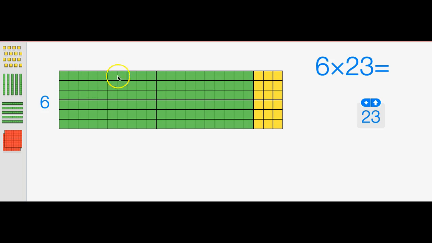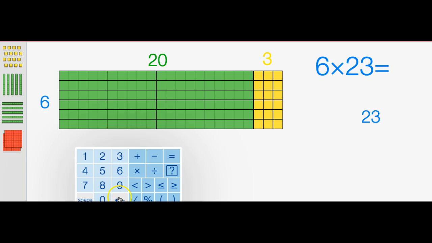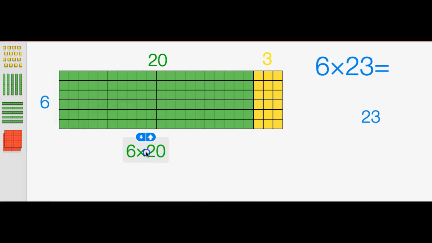And I can see that this is 10, 20, so 20 across right here to the green. And then 1, 2, 3, we'll label that side as 3. So now essentially what we've done is we've created 2 additional math problems. We have 6 times 20 here.